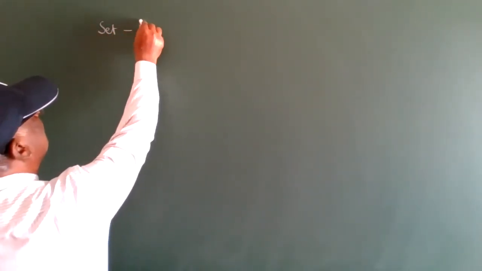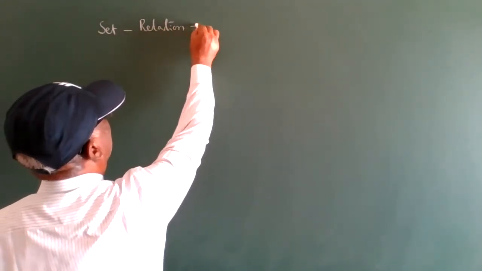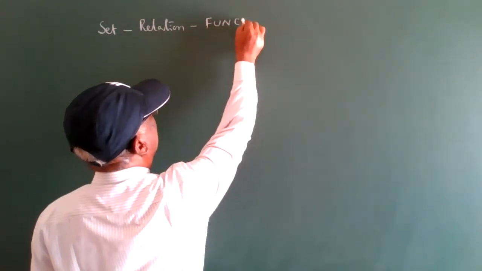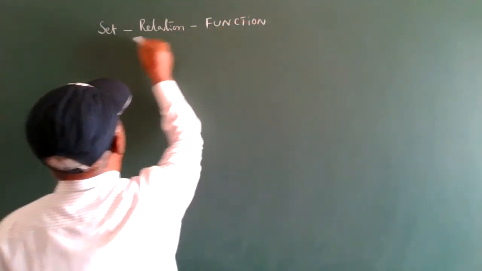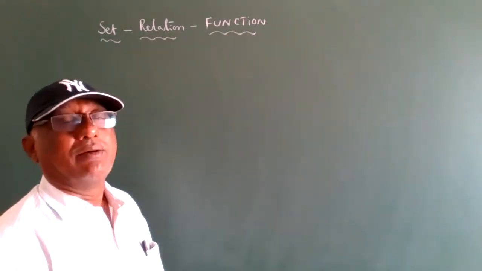In that, first set, then relation, then function. First, three things are there. The first one is the set, the second one is the relation, and the third one is the function. So these three are related: set, relation, and after that comes the function.